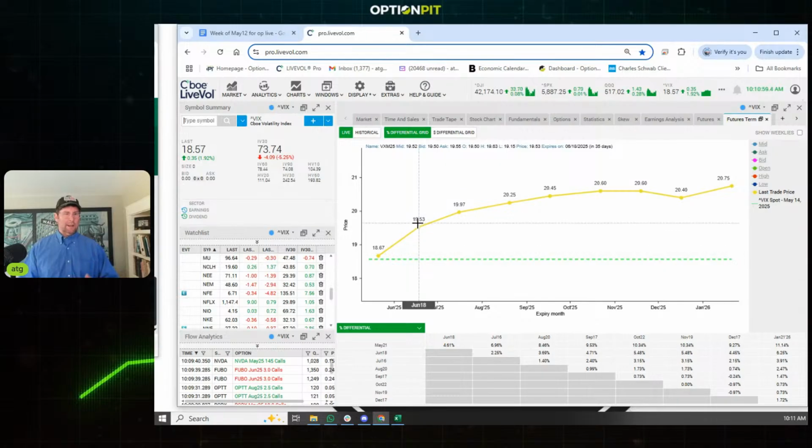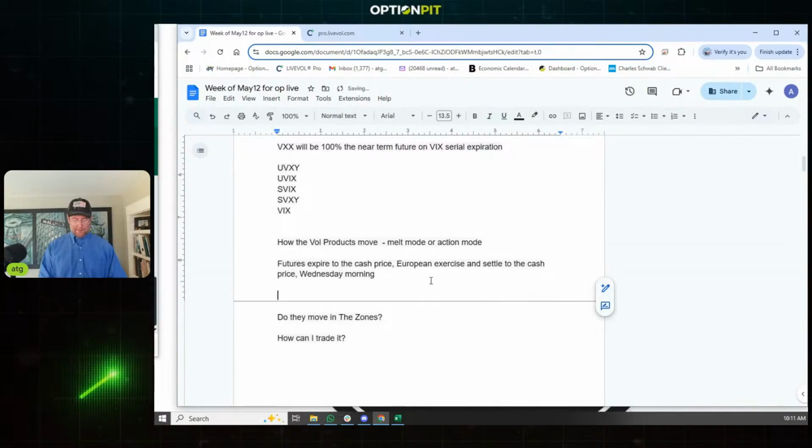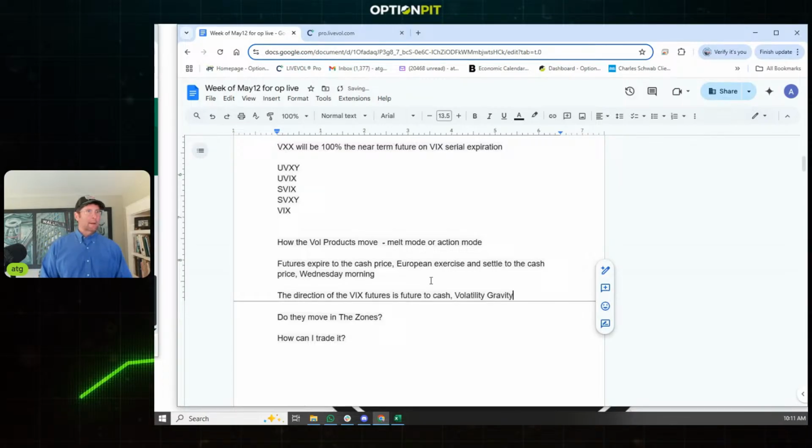This is what I call a gravity direction. The direction of gravity is what? Future to cash. Okay. What we're going to call volatility gravity. That's the way they work.